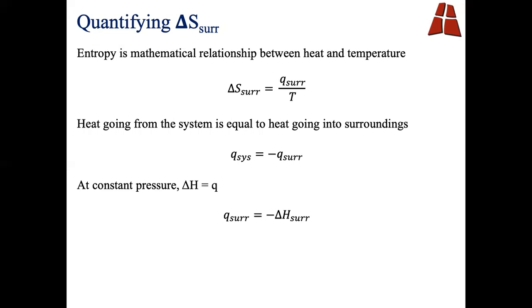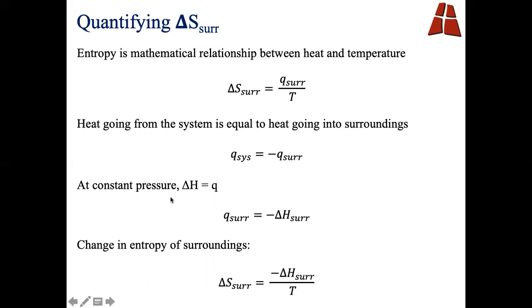If we define this in terms of enthalpy, so if the change in heat is at a constant pressure, then the heat of the surroundings is equal to the negative enthalpy of our surroundings, I should say. So finally, if we put these together, we get an equation that may come in handy, where the entropy of our surroundings is equal to the negative change in enthalpy of our surroundings divided by the temperature.